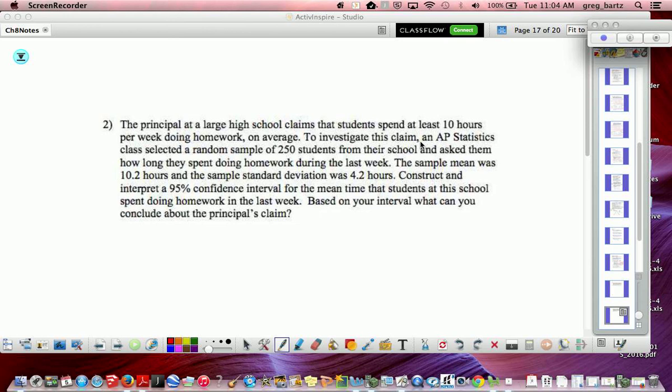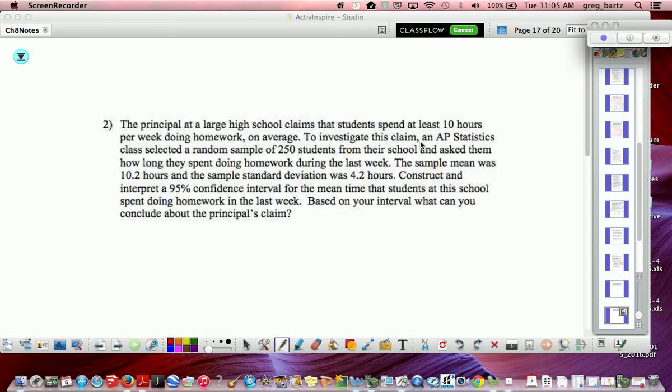So 8.5 is just a continuation of what we were doing yesterday. So again, we're just now doing the 4-step process of these sample mean problems. So we're doing the state, plan, do, and conclude on sample means.